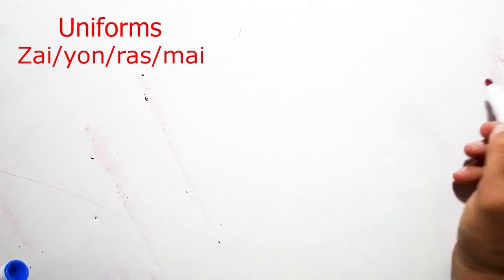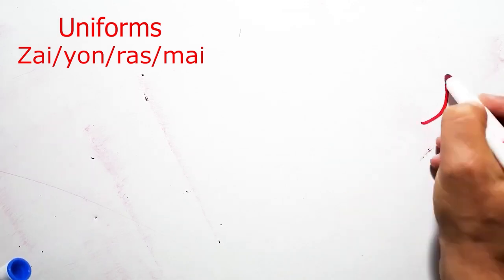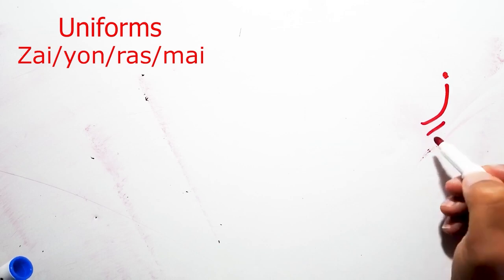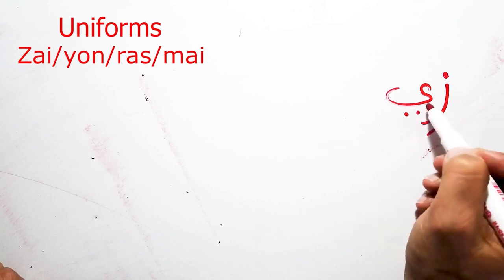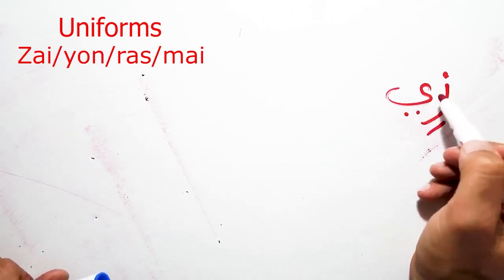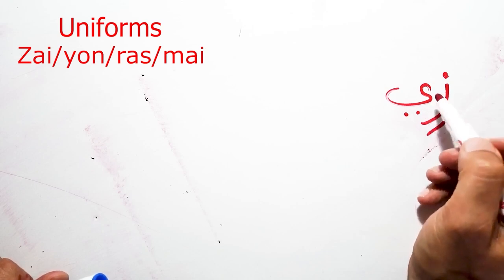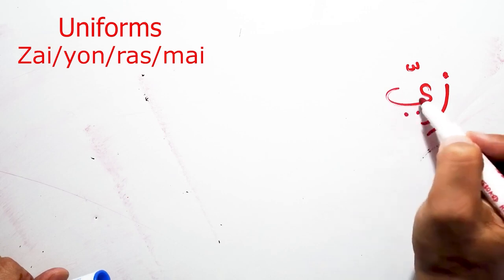Z, the sound of Z. Z with kasra. It will be Zay. But pay attention, I repeat the sound of this letter. I say Zayu. So I must add shadda. When I add the shadda, I pronounce the letter two times.